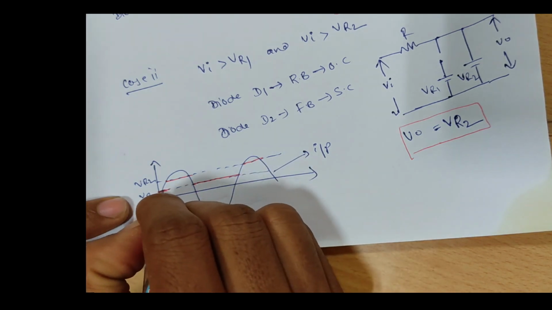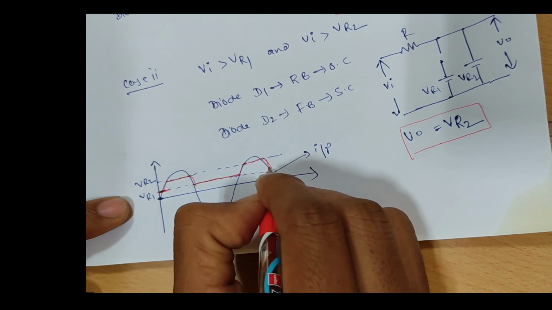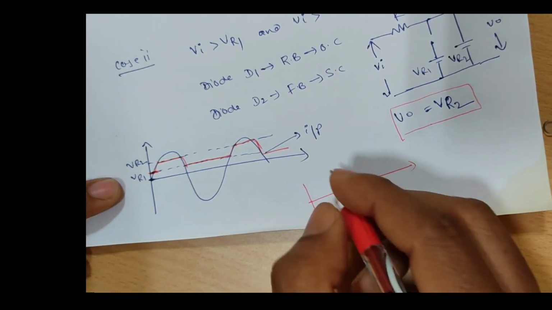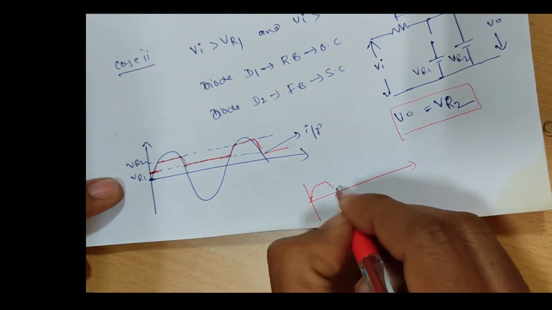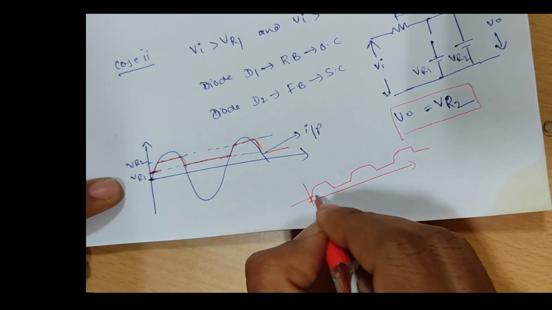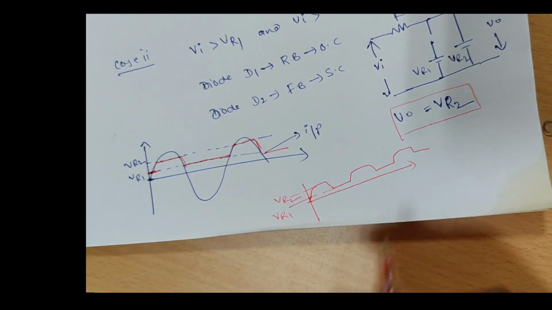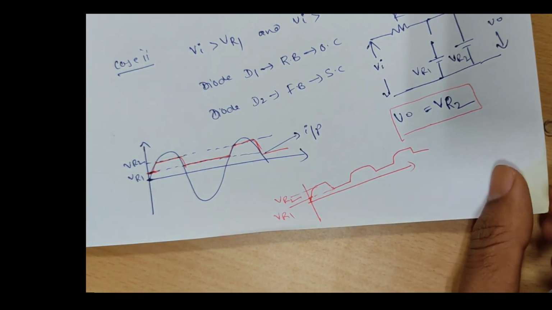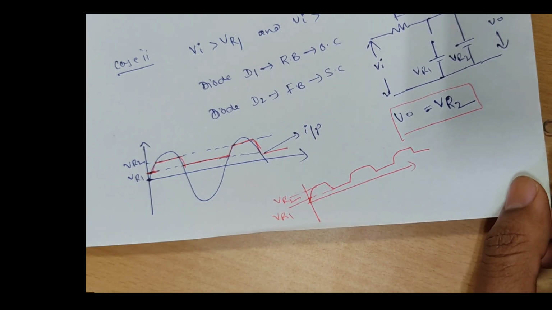So we will get the output like this. The final output we can draw like this. This is VR1, this part is VR2. Yes, this is the output of the two-level slicer. We'll see the different types of clippers and their transfer characteristics in the next class. Thank you.